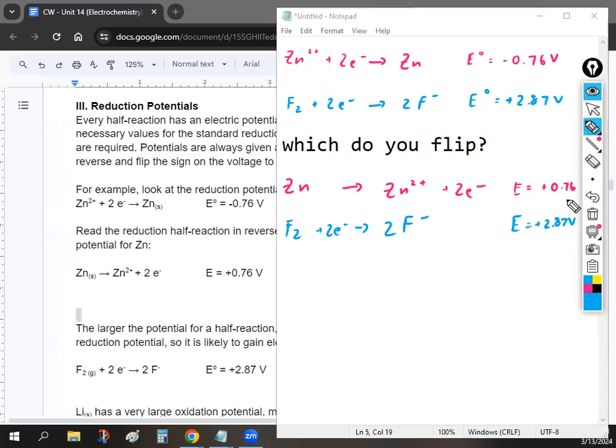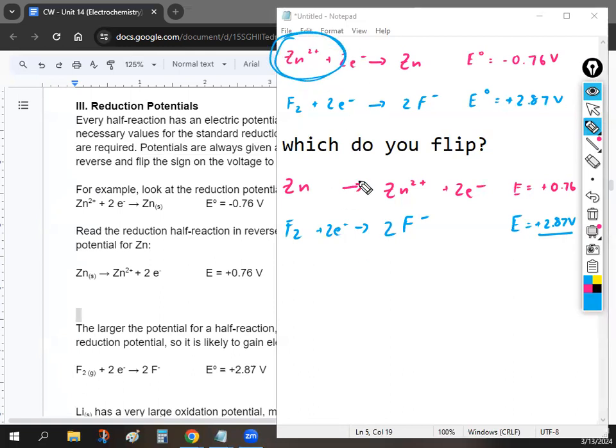Okay, adding these two numbers will create the most positive number, right? We get 3.5, around there. But let's say that we flipped F2. This would become a negative 2.87, and then we'll get negative 3.5, right? So that's going to be a less positive number, so that's unlikely to happen. That's thermodynamically unfavorable. And so that's why here, which one do you want to flip? You want to flip this one.